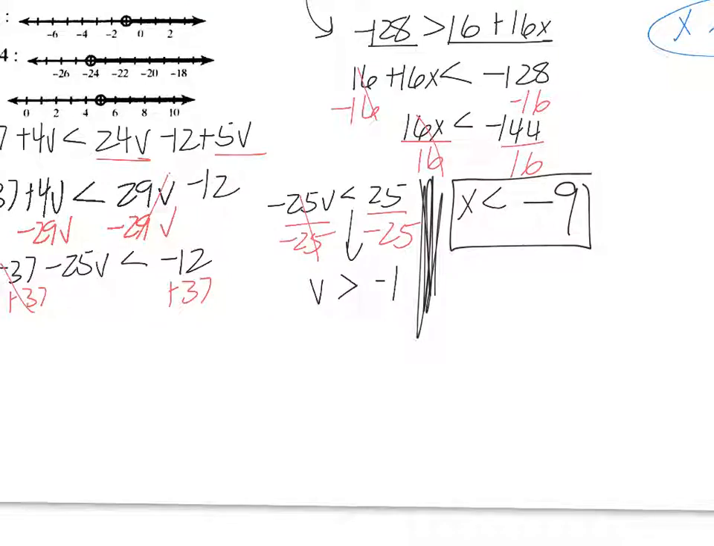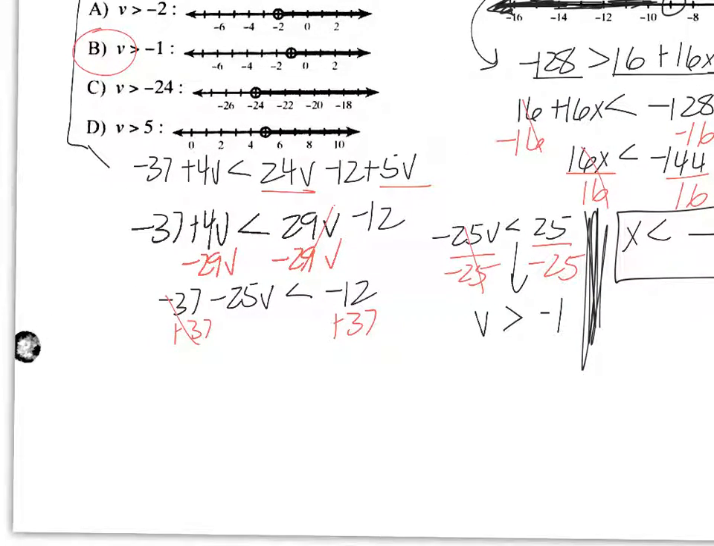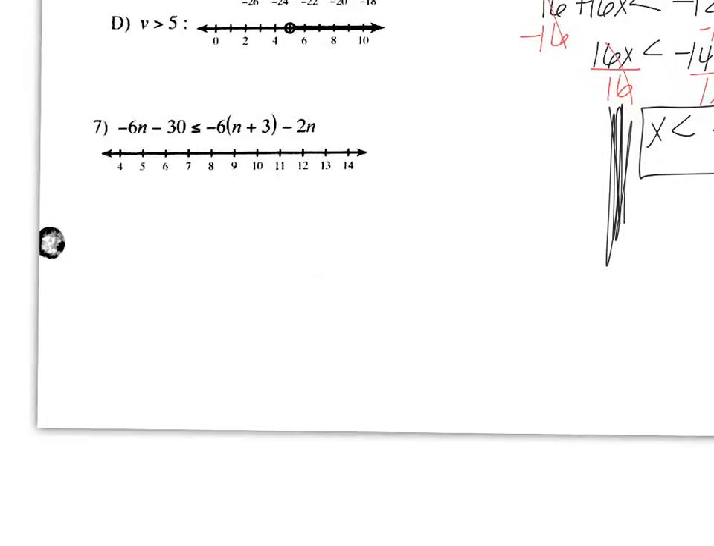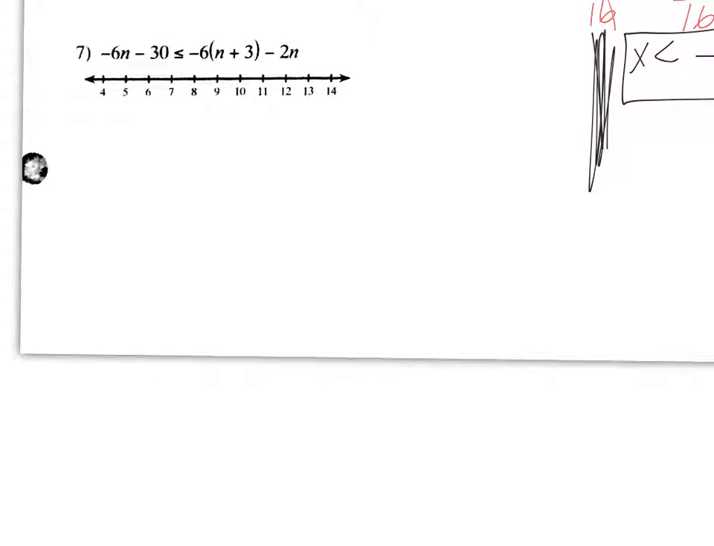Alright, one more. Number 7 here. So get rid of all this stuff. And so lots of steps here. We're going to bring all this down. This time I'm not going to flip my sentence because since I have variables on both sides, I don't know where it's going to end up. So I get negative 6n minus 30 is less than or equal to, do distributive, negative 6n minus 18 minus 2n.